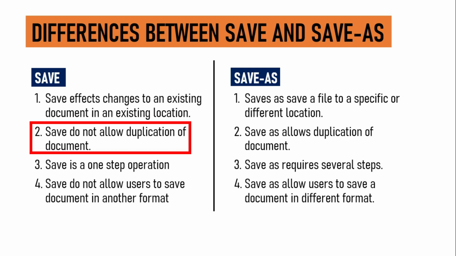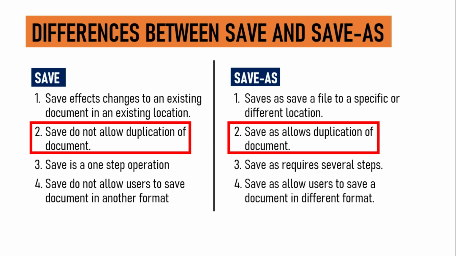When we move to the next number, which is number 2, the save command does not allow duplication of documents. But when you move to the save as command, this allows duplication of a document. That is, if you have an existing document, you can resave the document with a different file name. And in that instance, you are going to have 2 documents which consist of similar content. But when it comes to save, it does not allow you to duplicate a document.